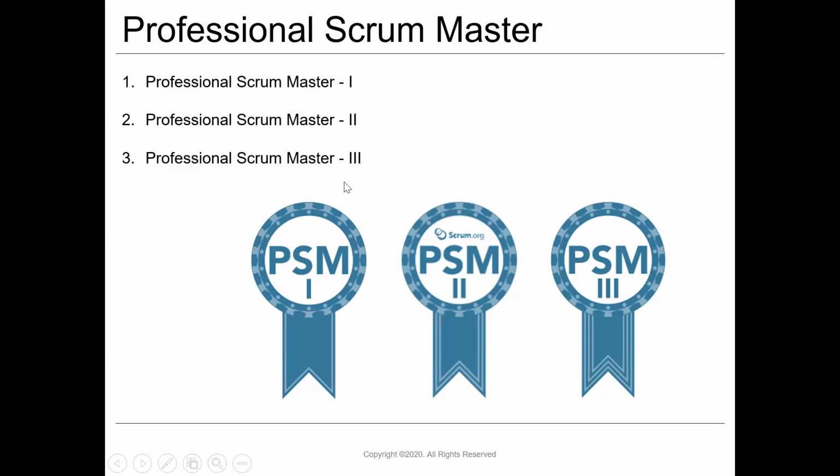So there are three levels of PSM. The very first level, at a beginner level, is PSM1. The second level, PSM2, is at an intermediate level. PSM3 is more of an expert level. PSM1 and PSM2 are objective-type assessments, while PSM3 is an essay-type assessment. What does it mean? In PSM3, you actually have to type in your answer, and it's a 2-hour assessment. PSM2 is 90 minutes, while PSM1 is a 60-minute assessment.